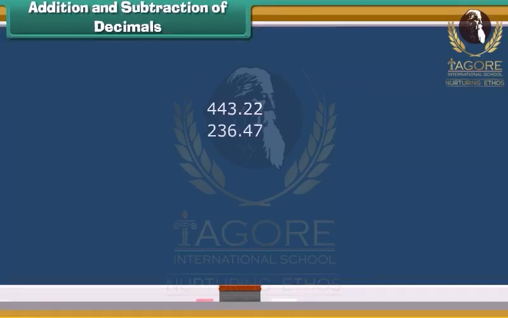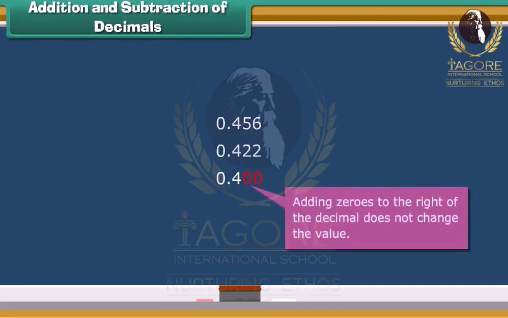Decimals are easier to add or subtract just like whole numbers. For this purpose, you have to line up the decimals first. See, it's easy. Also, decimal numbers are easier to compare, just by adding zeros at the end of the shorter number to make the numbers the same length. And you can tell right away which number is bigger. Remember, adding zeros to the right of the decimal does not change the value.